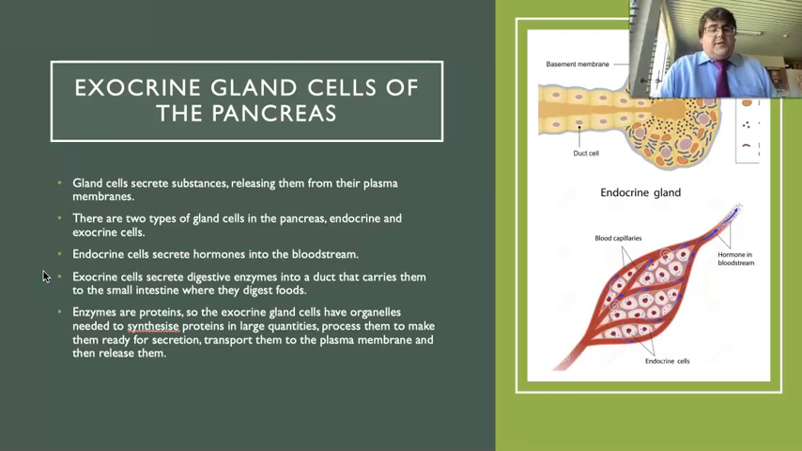Endocrine cells will secrete hormones into the bloodstream, while exocrine cells will secrete digestive enzymes into a duct that carries them to the small intestine where they digest foods. Now, when we're talking about that, enzymes are proteins, so the exocrine cells have organelles needed to synthesize those proteins in large quantities. I don't think we have an image of an exocrine cell there. But exocrine cells, they've got those large numbers of proteins, so they can produce those enzymes. Whereas, when we're talking about endocrine cells, they're not so much going to have those proteins because they're dealing more in the case of hormones.